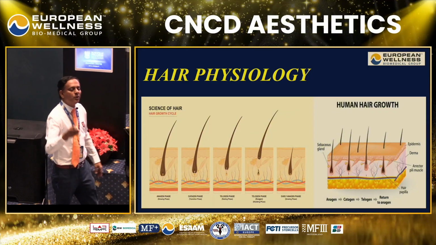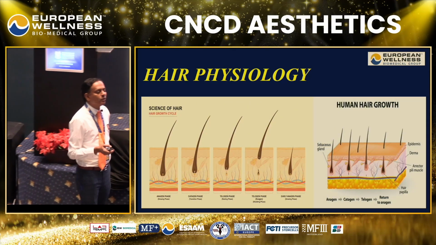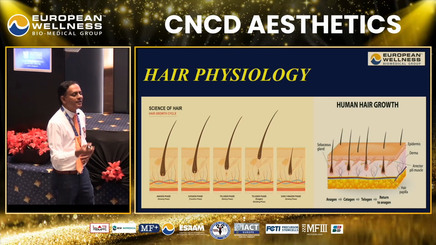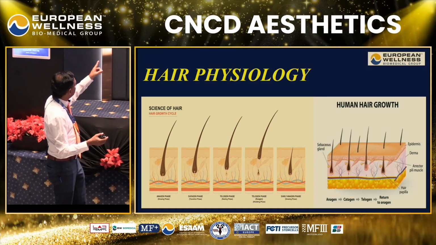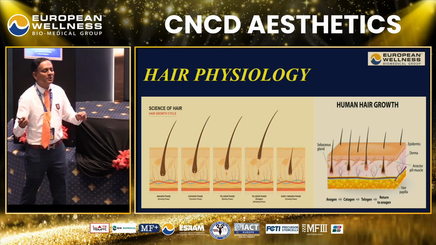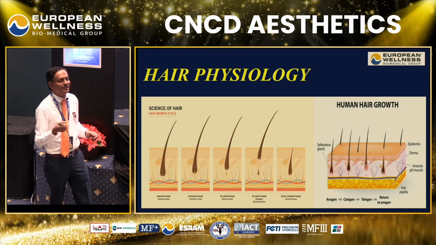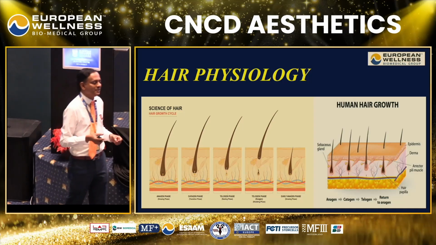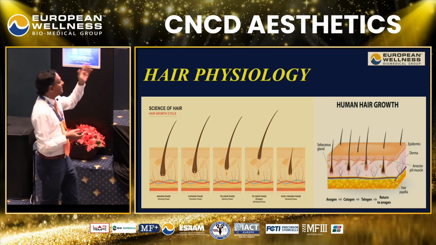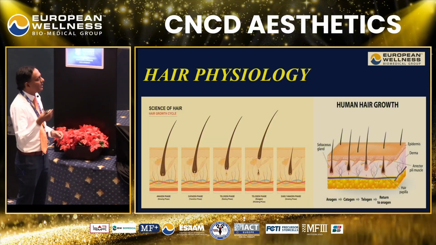For ladies who have long hair, when the hair grows more than 25 centimeters, it tends to move to the catagen phase where there won't be much growth after that. Very difficult to stimulate growth after that, especially in adults, unless you supplement your hair. Okay? Then you go to the telogen phase and the hair drops off.